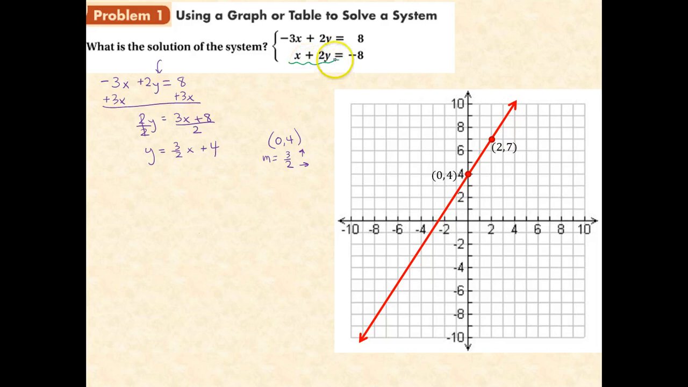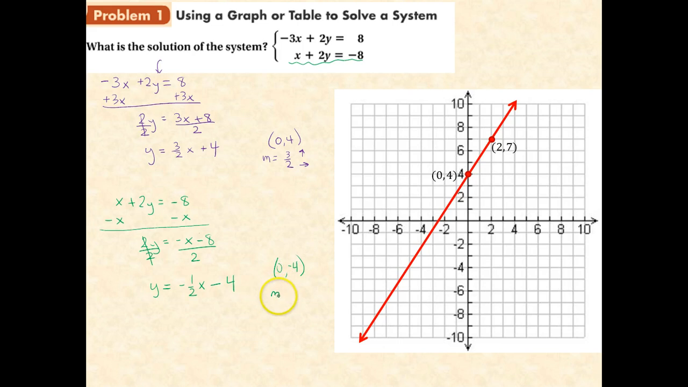Now I want to graph this guy. So I'm going to take x plus 2y equals negative 8. Subtract x from both sides. So I get 2y equals negative x minus 8. Then divide both sides of the equal sign by 2. And I get y equals negative 1/2 x minus 8 divided by 2 is 4. So my y-intercept for this line is 0, negative 4. And my slope is negative 1/2.